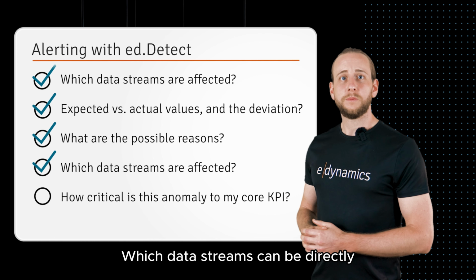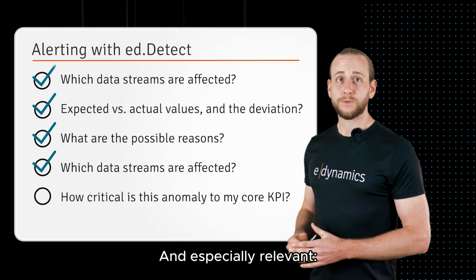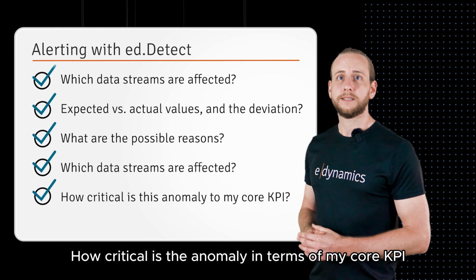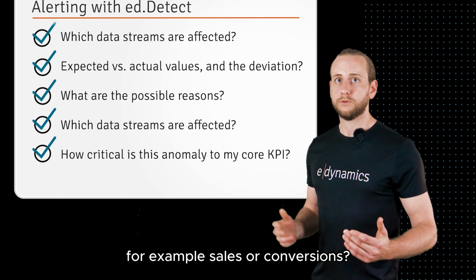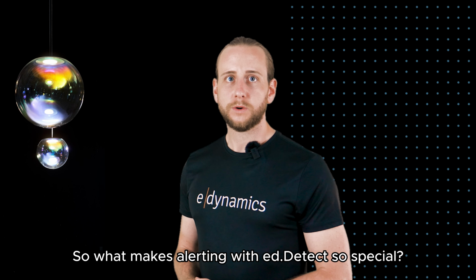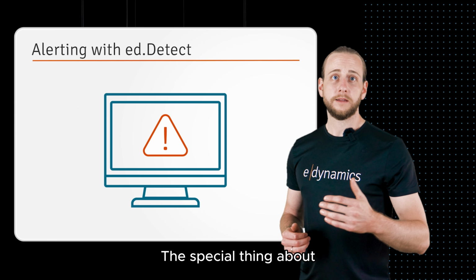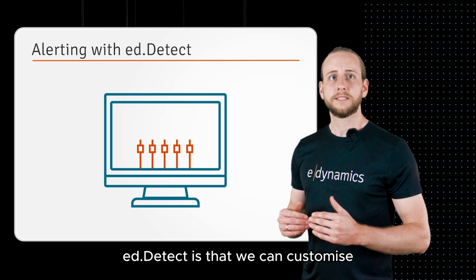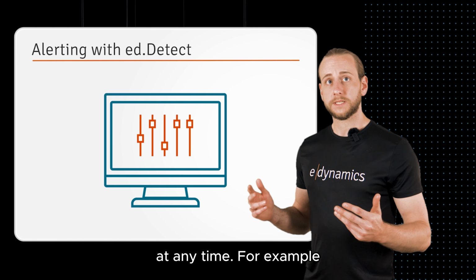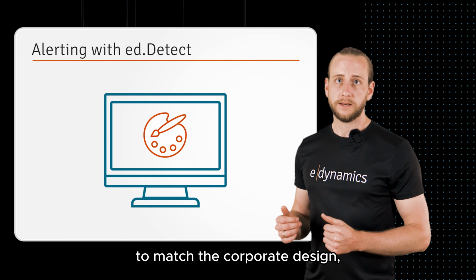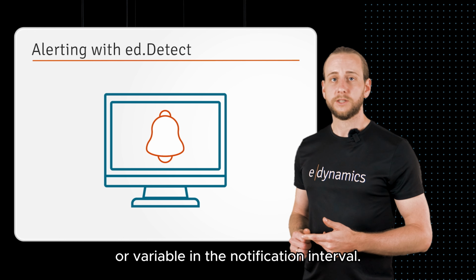Which data streams can be directly or indirectly affected by this anomaly? And especially relevant, how critical is the anomaly in terms of my core KPI, for example, sales or conversions? So, what makes alerting with ed.Detect so special? The special thing about ed.Detect is that we can customize the content and functions of the alerting system at any time. For example, to match the corporate design, tailored to specific target groups, or variable in the notification interval.